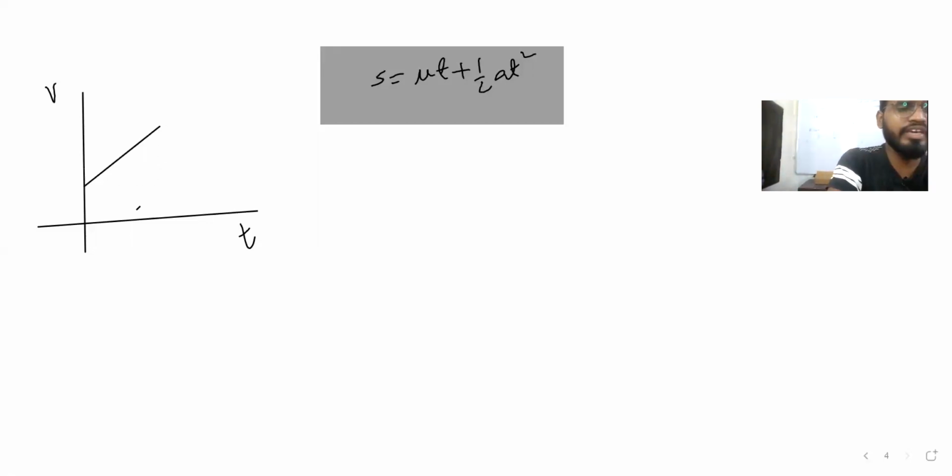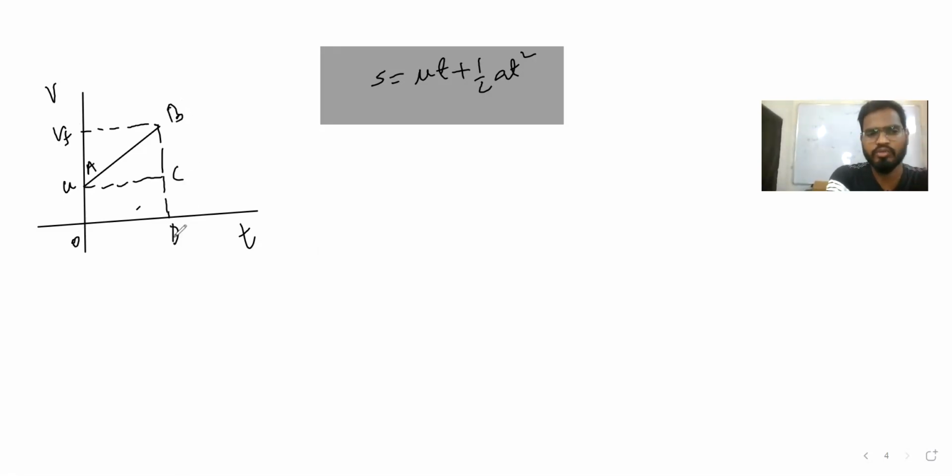So here we can write u. And then we can say this point is the final velocity. This here is the time axis, the same way, right? This is the final velocity, right? Let's consider this as 0. This is O, A, B, C, and D. Same thing you are supposed to consider here, the velocity time curve.